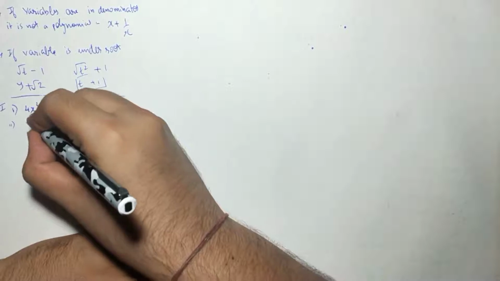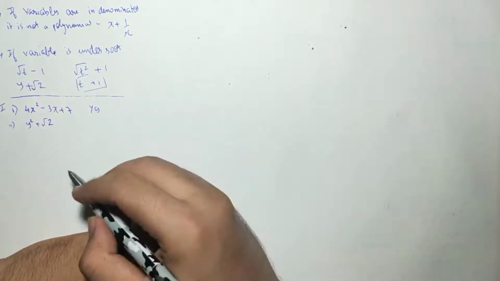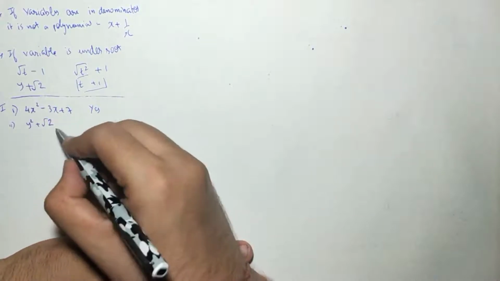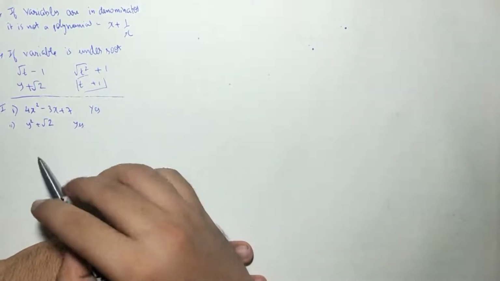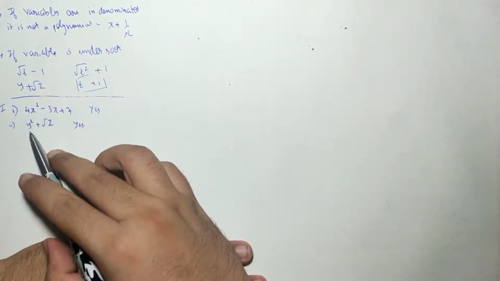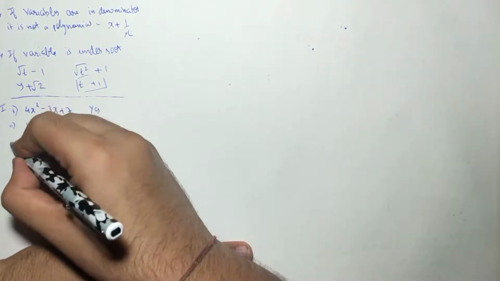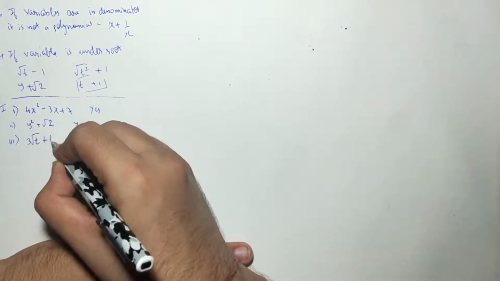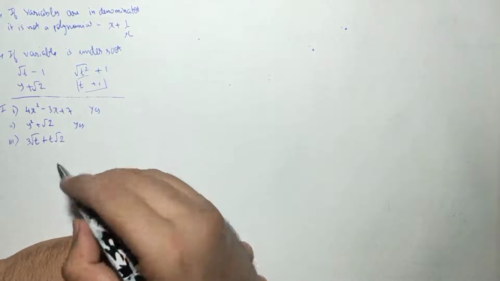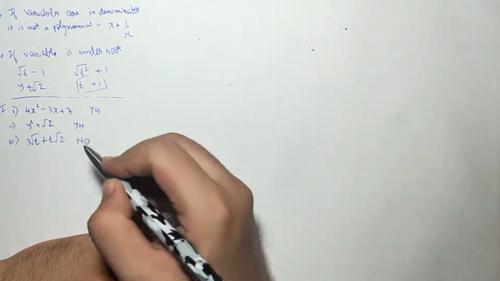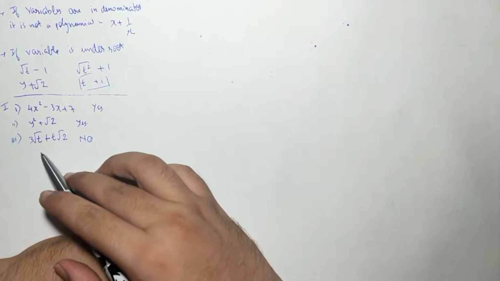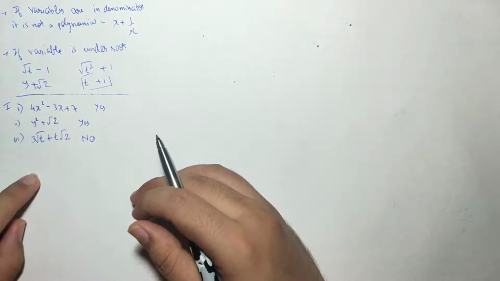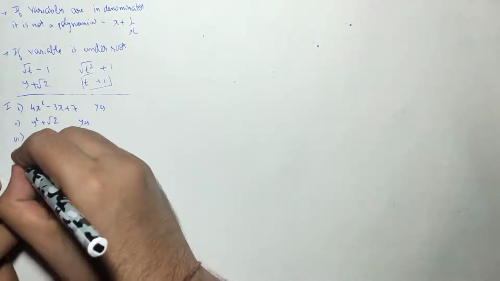Second, y square plus root 2. Same. Actually, I have done this over here only, the difference is just square. This will also be yes. There is only one variable y, and it is not under root or in the denominator. Third, 3 root t plus t root 2. No. What is the reason? t, which is a variable, cannot be under root.